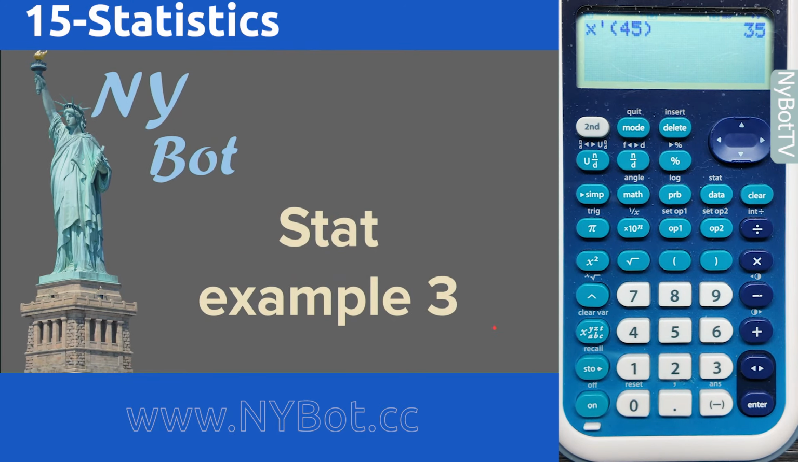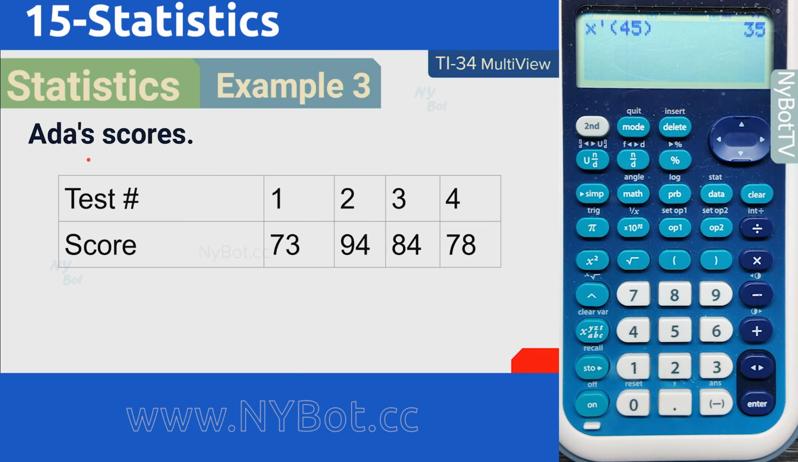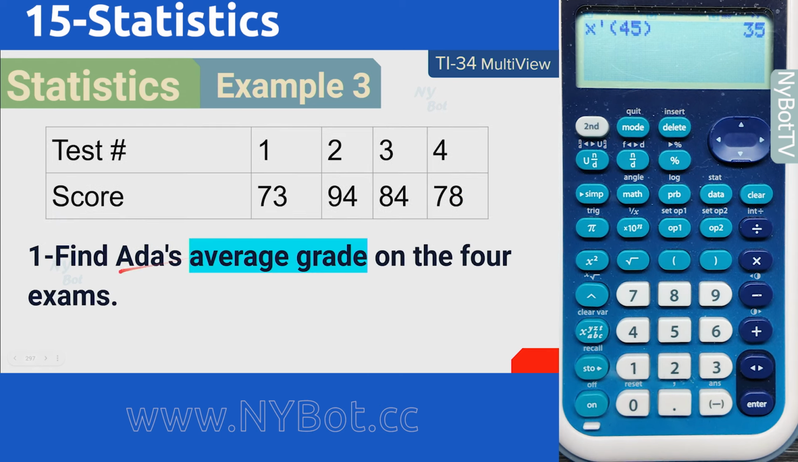Now, statistics example 3. We have Ada's score. We have a score 1, 2, 3, and 4, and the scores are 73, 94, 84, and 78. Question 1 is find Ada's average grade on the 4 exams. So we have to get the average of these.